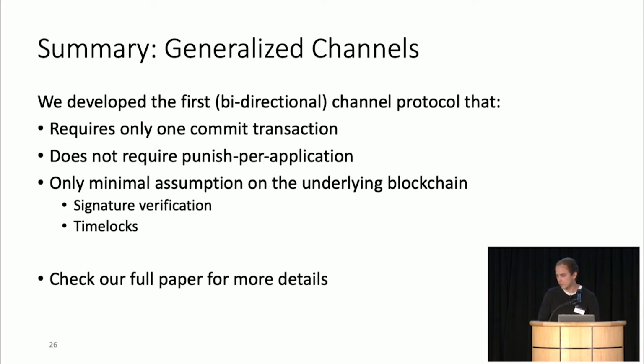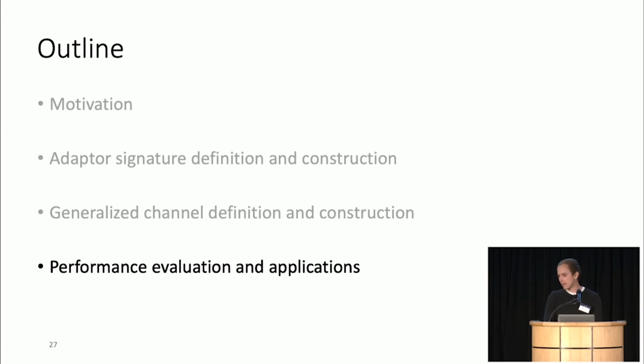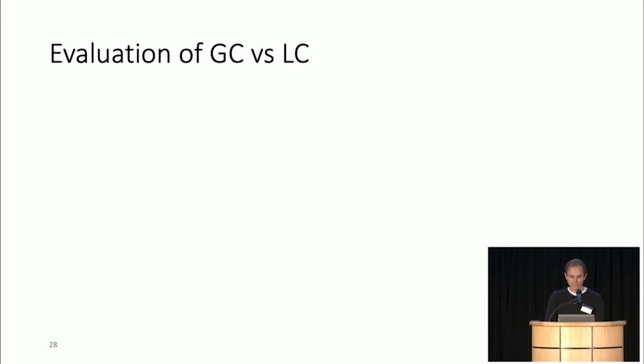So again, you can check out the full paper for more details. Let me now also quickly go over the performance evaluation. As I said, we implemented a proof of concept implementation where we deployed the necessary transactions on the testnet, and we measured the overhead for generalized channels and for LC, which stands for Lightning channels. And we measured the off- and on-chain communication overhead for the different phases, and I want to just highlight a few of them.